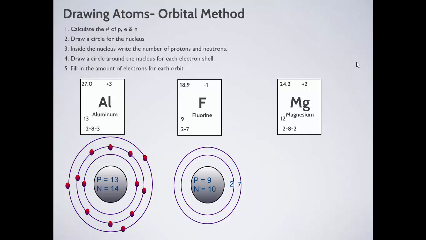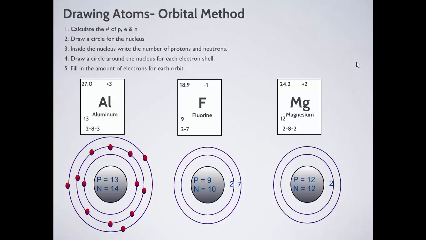And magnesium? How many protons? 12. Electrons? 12. Neutrons? 12. 2, 8, 2. Good job, Max.